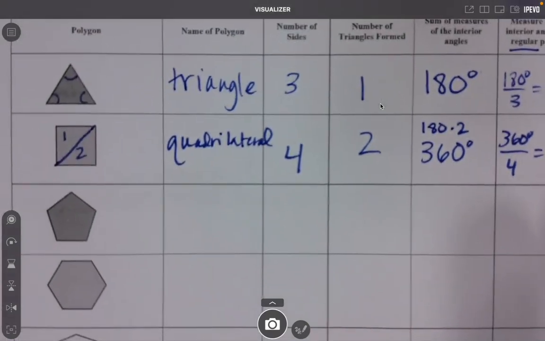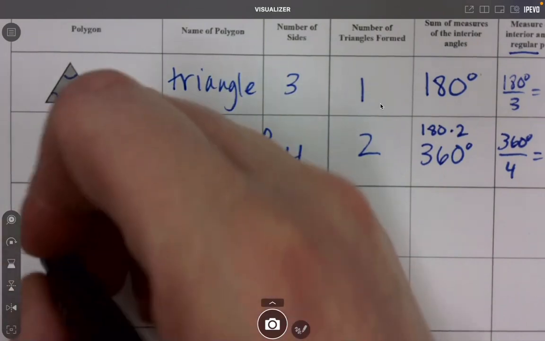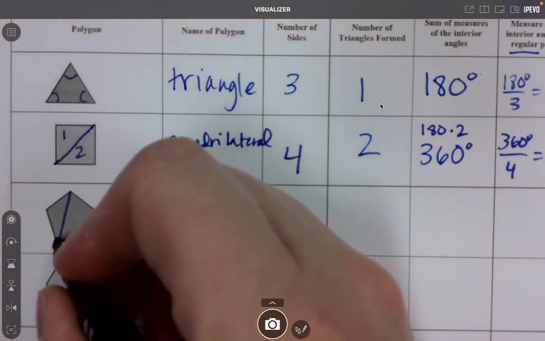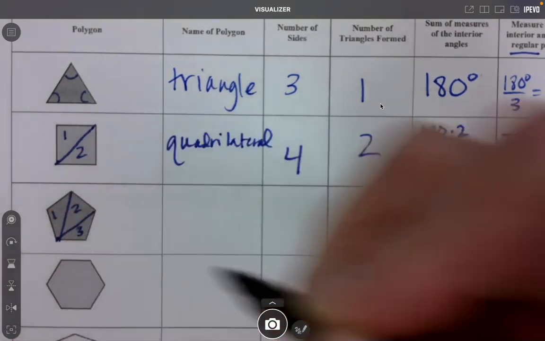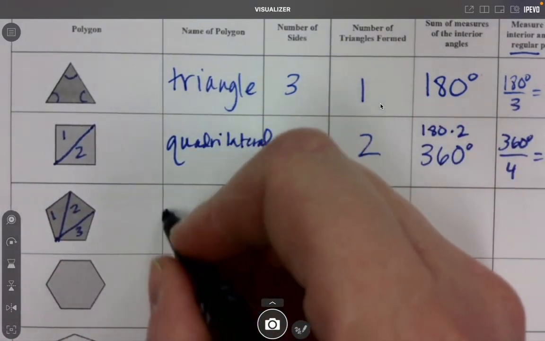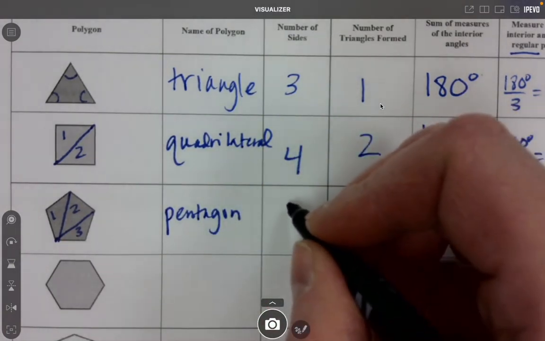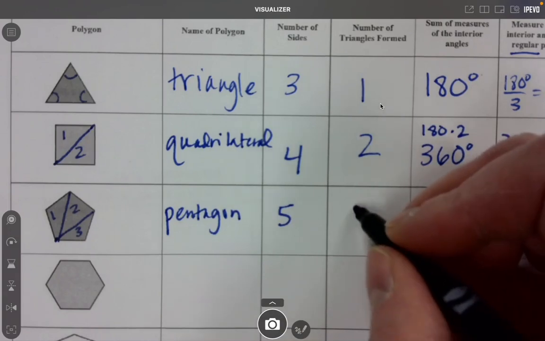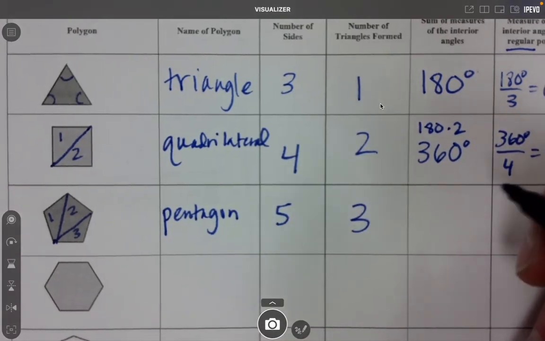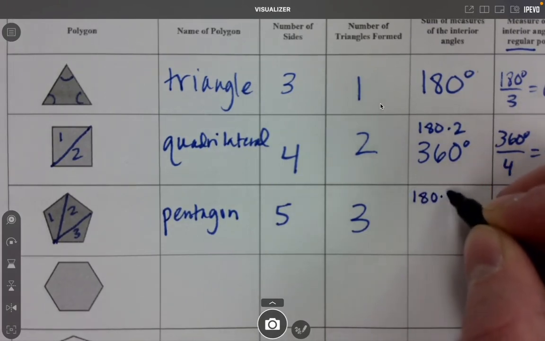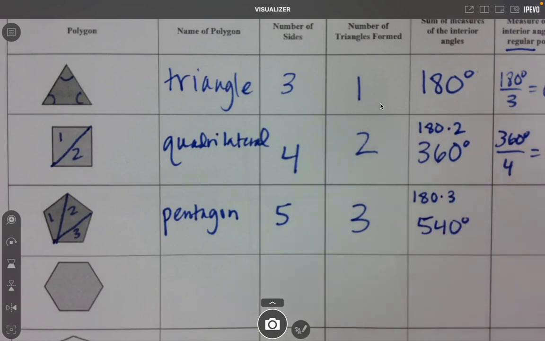So let's go ahead and check the next one. The important thing is when we're drawing these triangles, we're starting at just one vertex. So I could draw a triangle here and here. That's going to make 1, 2, 3 triangles on this one. So we have a 5-sided shape. We've got a pentagon. I'm drawing the triangles. I'm getting ahead of myself. And so we have 5 sides on the pentagon. We have 3 triangles. And the way we would figure out all of the angles inside is we would do 180 times 3, which is going to be 540 degrees.